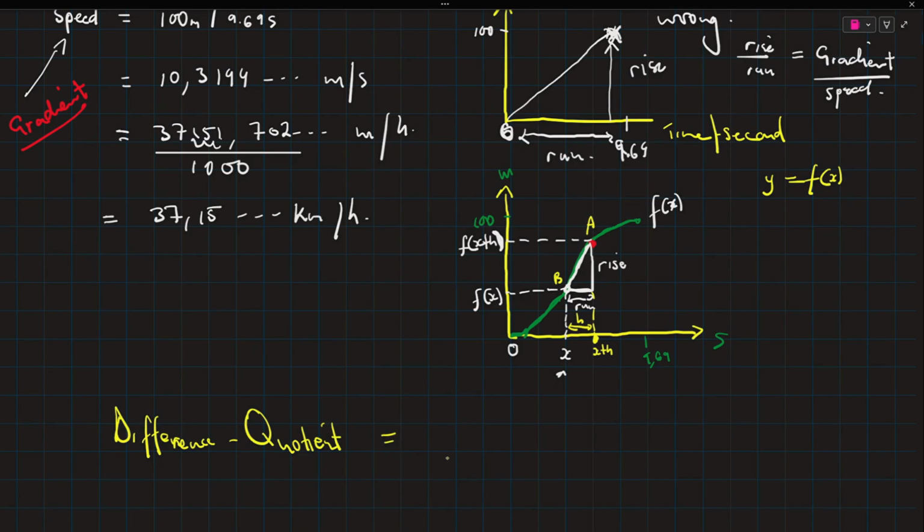We would say y1 minus y2, which is f of x plus h minus f of x all over x plus h minus x. That's why they call it the difference quotient, because we are subtracting. Quotient is the answer we get after we divide. So we are subtracting and then dividing at the same time. That's why at this moment it's called the difference quotient.